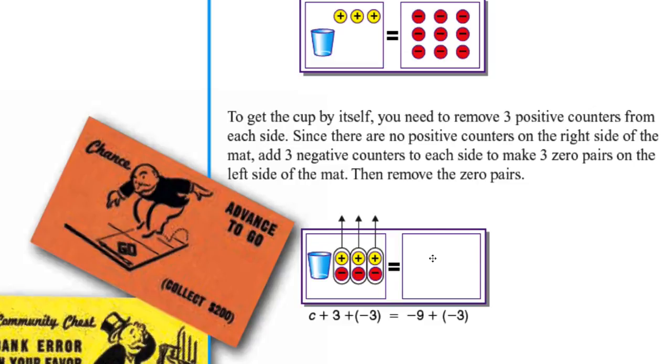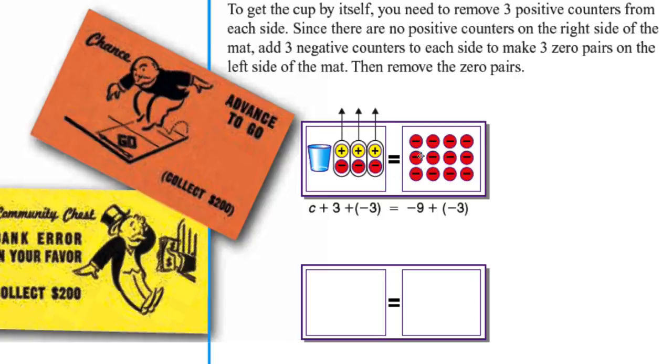Okay, so we now have C plus 3, plus negative 3, and that's what we added, negative 3. Since we added negative 3 to the left side of our mat, we need to add negative 3 to the right side of our mat as well, and that's what we did. And if you notice, the negative counters increased by 3, so the cup now by itself will be C.